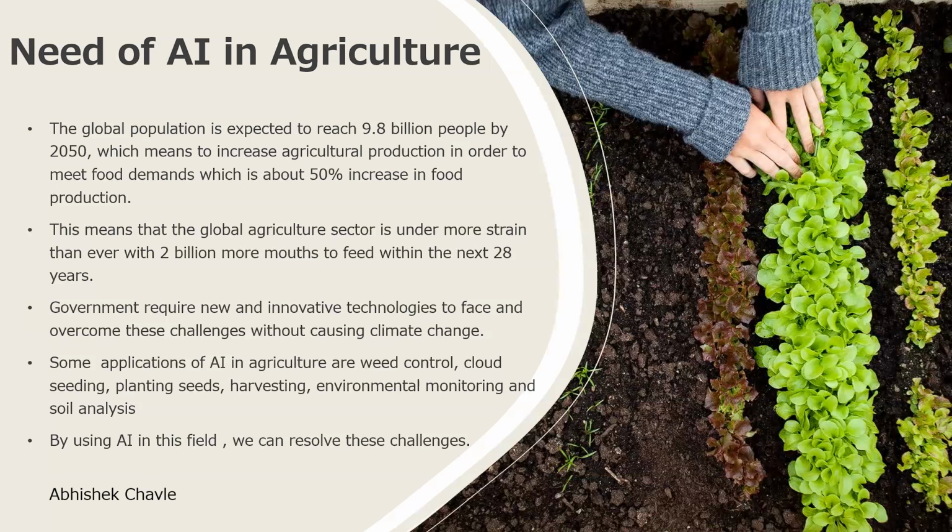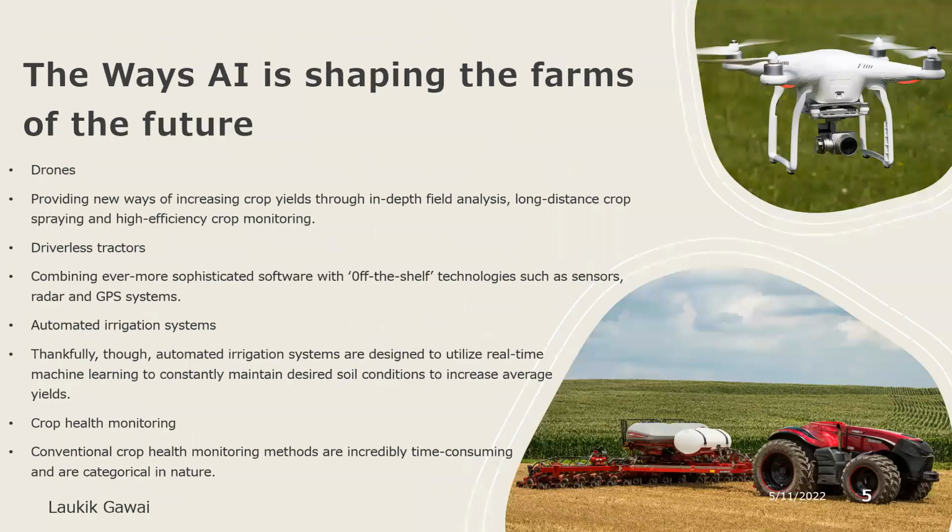And after that, as the data shown here, 2 billion more mouths are to be fed in the next 28 years. So governments require new and innovative technologies to face and overcome these challenges without causing climate change. And from this perspective, we need AI. We can give examples like weed control, cloud seeding, plant seed harvesting. The same way we can use it for weather forecasting. So let's see. Next please.